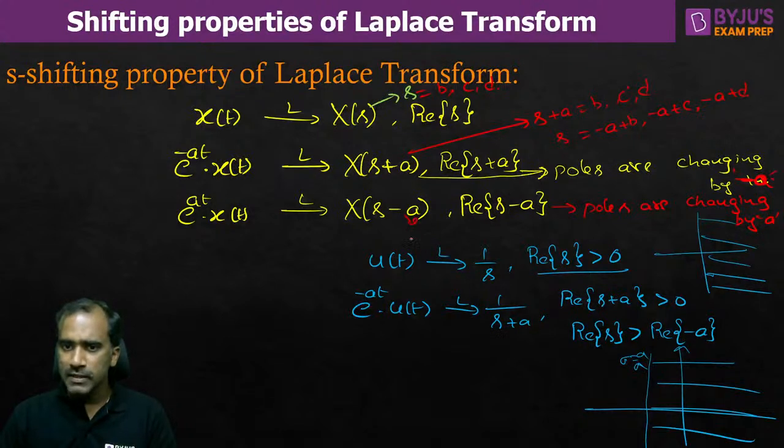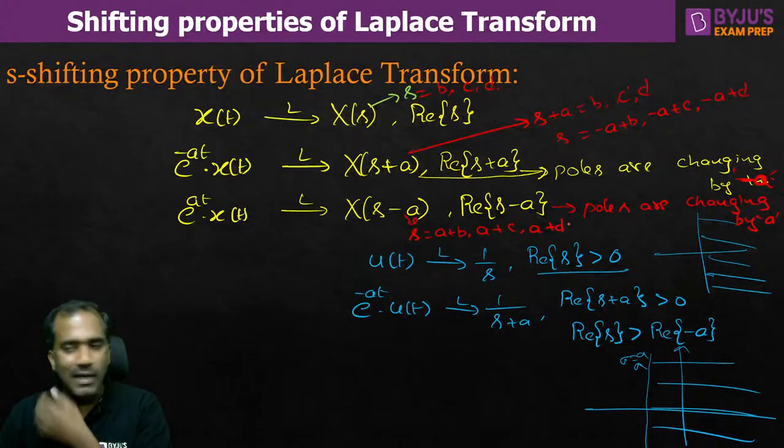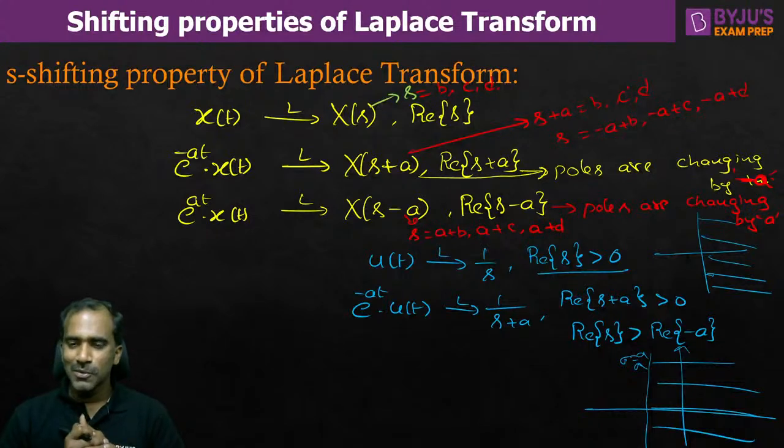So what are the new poles here? S minus A equal to BCD, which is S equal to A plus B, A plus C, A plus D. These are the new poles. If the poles change, will the ROC change? What is deciding the ROC? Poles are deciding the ROC. When the poles change, definitely the ROC will change.